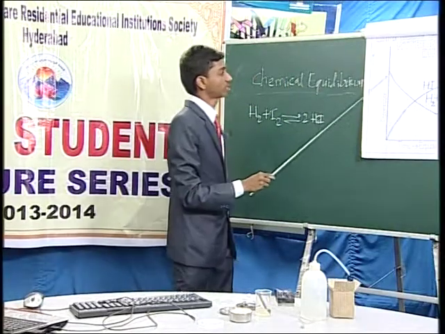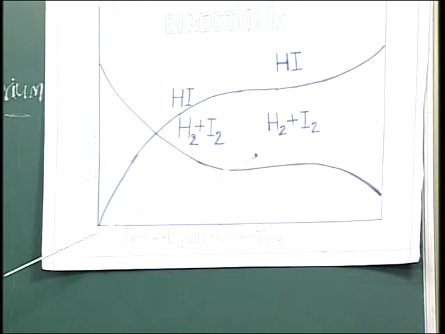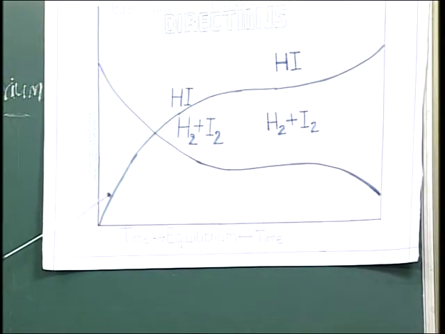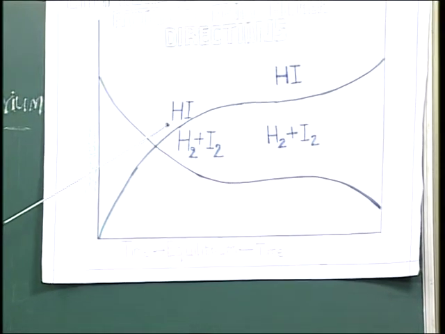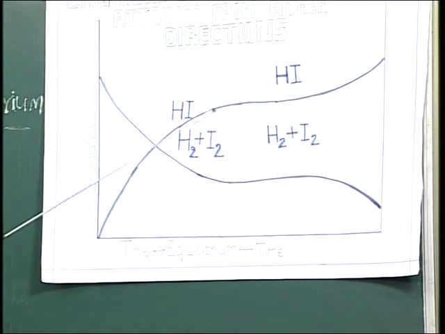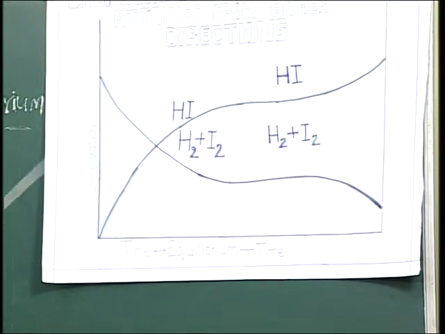Here we can see firstly the concentration of H2 and I2 goes on decreasing and attains the equilibrium state, while the concentration of HI at the initial stage is at zero concentration, and with time it goes on increasing and attains the equilibrium value. At this stage where both lines are at a constant value, you can say here is the equilibrium between hydrogen iodide and hydrogen molecules and iodine molecules.